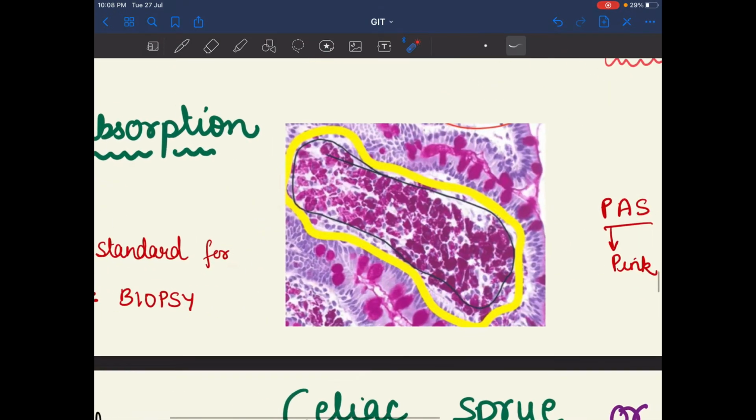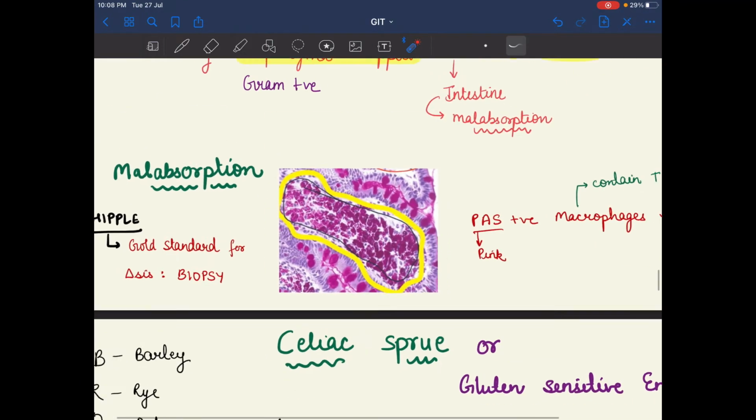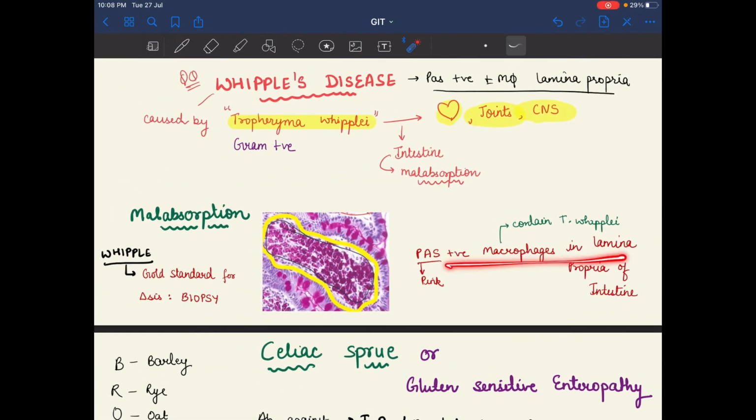So here is the biopsy. In the biopsy we see that there is a lot of pinkish material. These are the macrophages, and the macrophages engulf the T. whipplei, and on the PAS stain we see all this pinkish color. So T. whipplei shows pinkish positivity, meaning PAS positive. So PAS positive macrophages in the lamina propria of the intestine. I hope you understand this, that the macrophage engulfs the T. whipplei, and it will show the PAS positive stain. For Whipple's disease, the gold standard for diagnosis is biopsy. I hope you get my point.